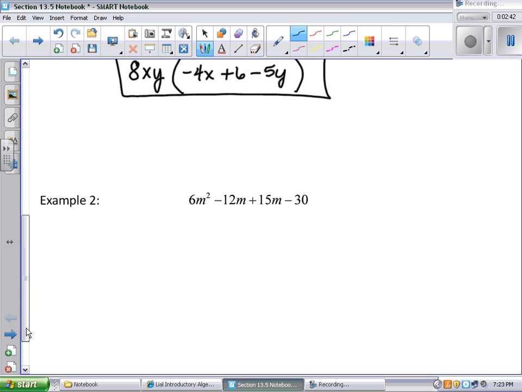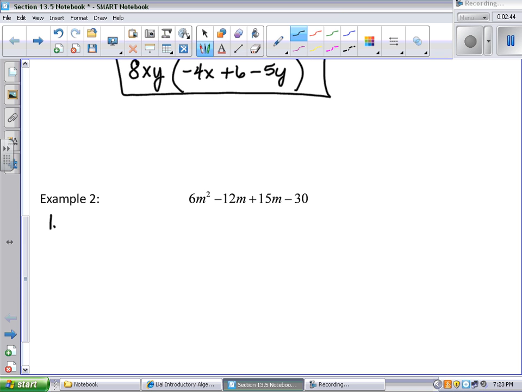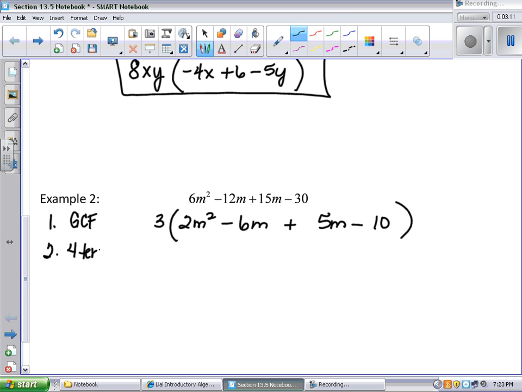Example number 2, we can start the same way. Number 1, do we have a greatest common factor for all of those terms? And the answer here is yes. Each of these has a common factor of 3. So if I take out a 3, then I have 2m squared minus 6m plus 5m minus 10. Now I'm going to count the terms. I have 4 terms. So I'm going to try the method of grouping.